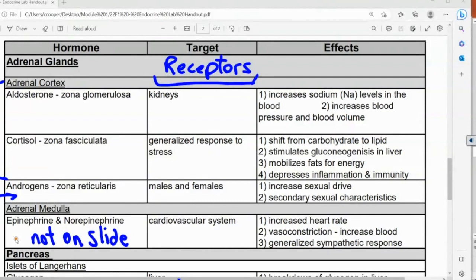I know we haven't talked about these, and there's a lot of functions over here. Here's how I do the lab test. If I asked you to give me a function of cortisol, you could give me one function. I'm never on lab going to say, list the four functions. I won't do that. I will say, tell me a function of cortisol. Okay? Tell me a function of aldosterone. There's a few of them. You pick one.